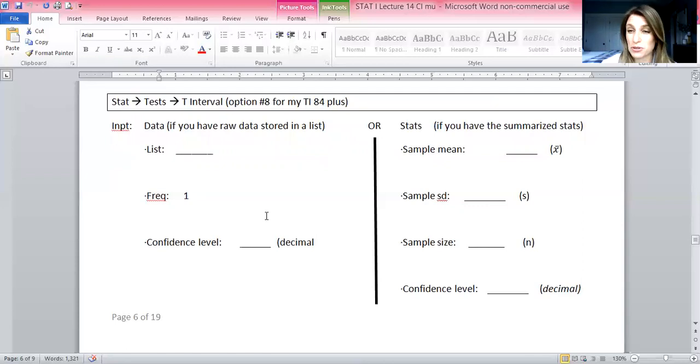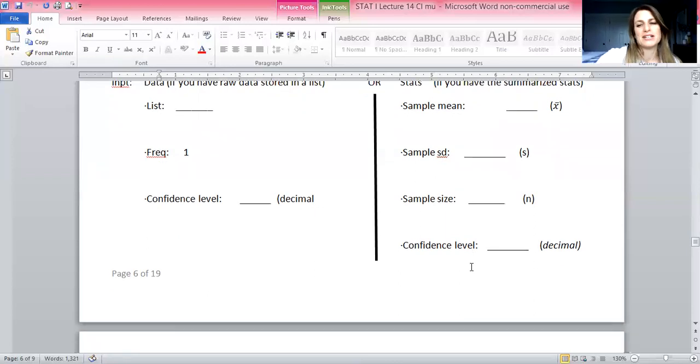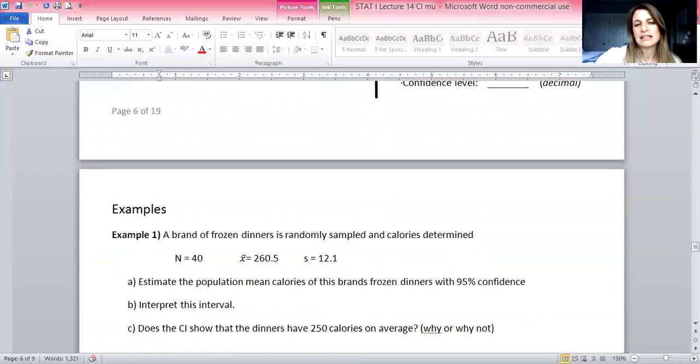Now here I have two ways to use my input. If I have raw data and I have all these data points listed out and stored in a list, I would use this option. Or I would use the other option, which is the stats. That means I have summary statistics, like I have X bar and S and n, right? And I'm going to plug all those in. So I just have those listed out here. Okay, so that's how we can use our calculator to find the CI.